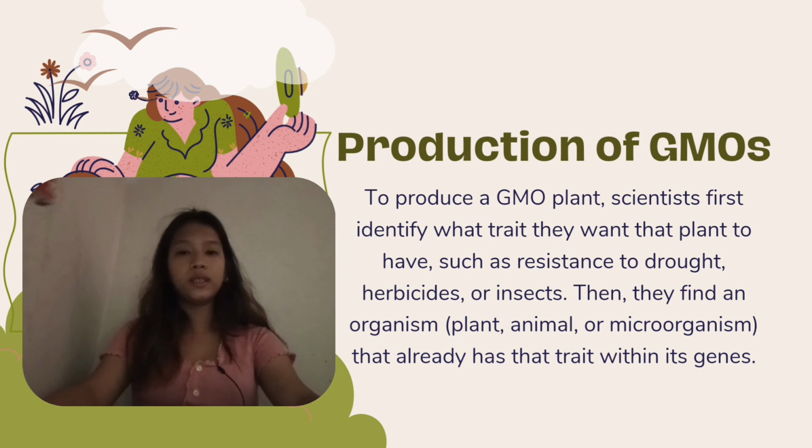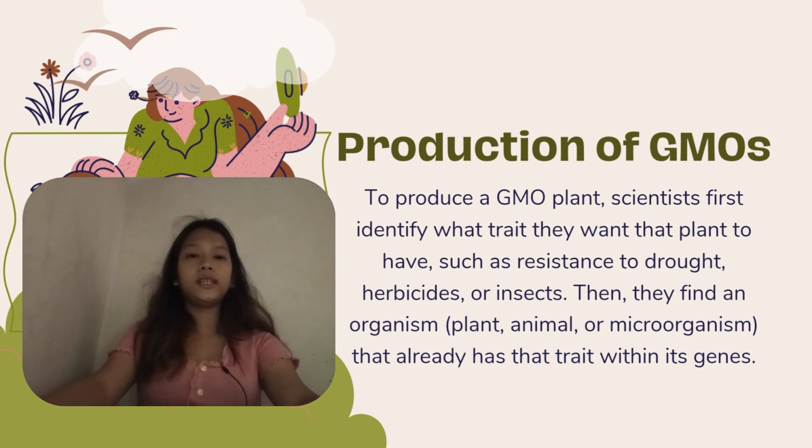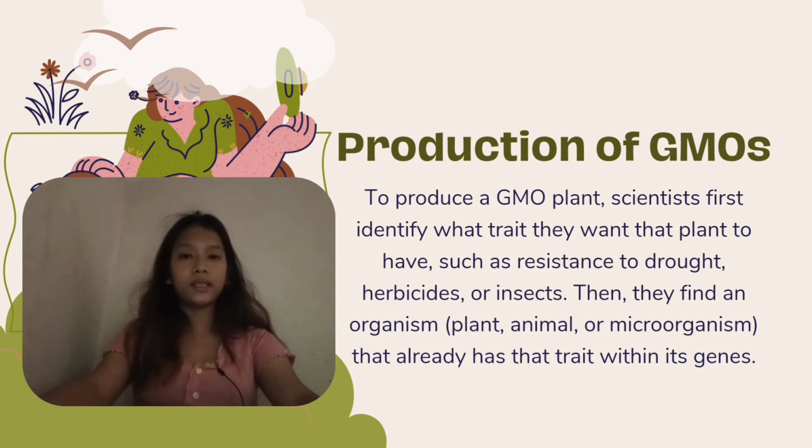The second process, gene identification. Researchers locate the specific gene responsible for the desired trait in an organism that naturally possesses it. The third one is genetic modification. Using advanced biotechnology techniques, scientists extract the identified gene and insert it into the genome of the target plant.